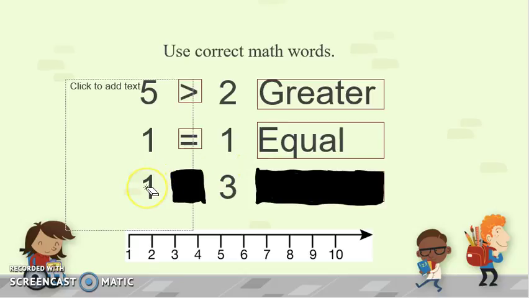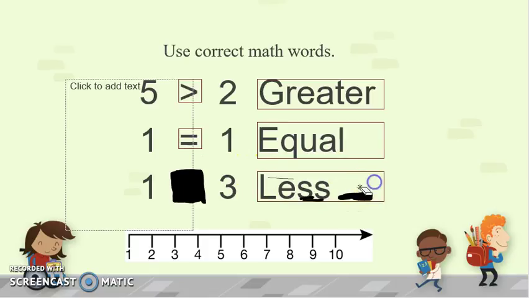Now we have 1 is blank, greater than, less than, or equal to 3. Well, we know 1 is a smaller number, so 1 is less than 3. So when we do our less than sign, we want to make sure that the alligator's mouth is pointed towards the big number. So there we go. Another good thing you can do, if you're having problems remembering some numbers, is look down here at our number line. We know that 5 is right here.